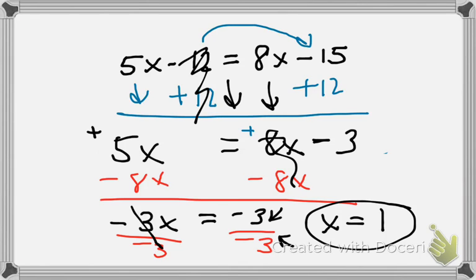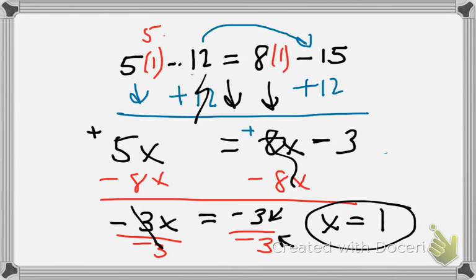Now, how can I check this? We're going to go ahead and fix this so you can see it a little better since I marked this out. We're going to put a 1 in for x. So right here, we're going to put a 1 because our answer is 1. And we're going to do the same thing here. You just do the math.